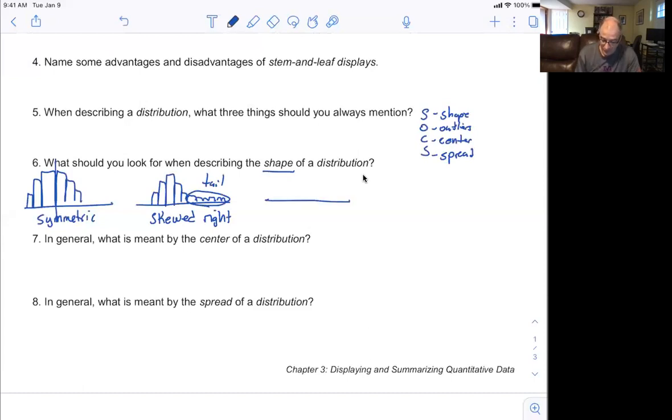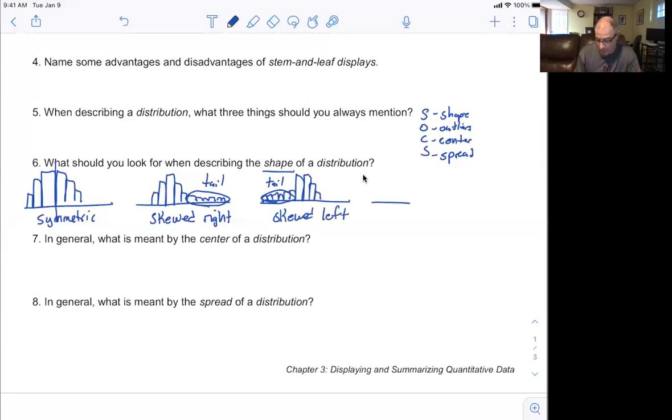Likewise, if we started with something roughly the same, but then we stuck some information down here on the left, here's my tail, so this is going to be skewed left. Those are words that we use to describe shape.